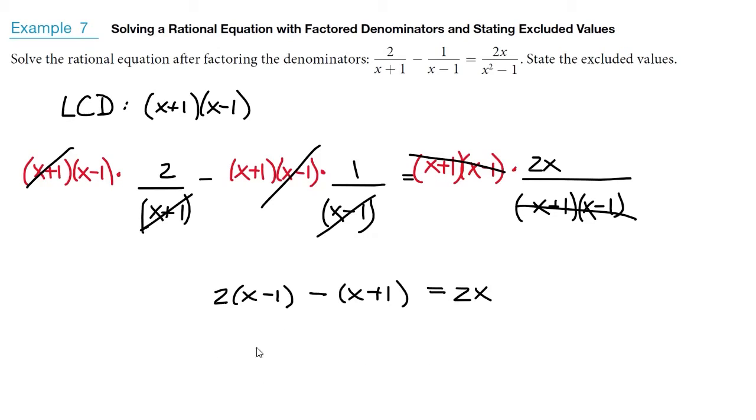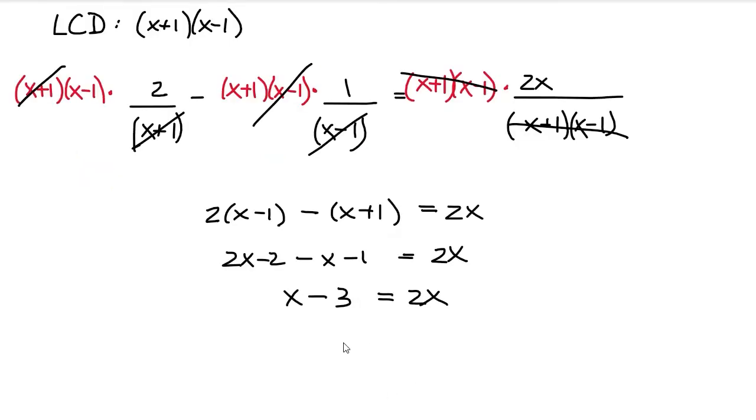So when I distribute, I have 2x subtract 2 minus x minus 1 equals 2x. Now I will combine like terms, so 2x minus x is just x, and negative 2, negative 1 is negative 3 equals 2x. So if I subtract x from both sides, I'll have negative 3 equals x. Of course, that's exactly the same as x equals negative 3. And the values I will have to exclude are all the values that make the denominator in the original equation 0. So I have to exclude negative 1 and 1.